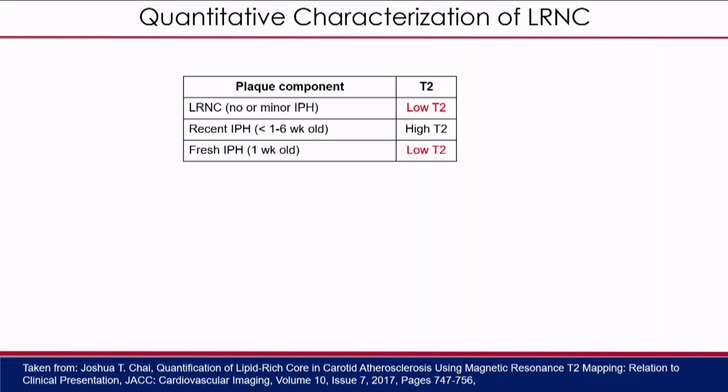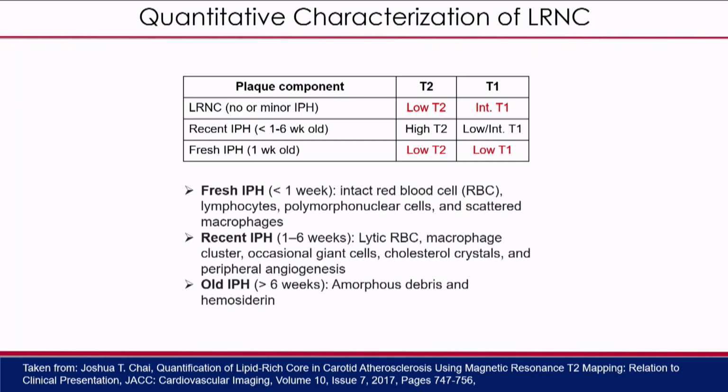Now, if you only do a T2 map, in the case of a lipid-rich necrotic core without IPH and a recent IPH, it could distinguish those two. But if you have a fresh IPH, you couldn't do it. But if you add T1 mapping, now you have a nice combination of both, and you could differentiate the three of them. The reason for that is obviously there are changes in the cellular composition of fresh IPH and recent IPH, which translate into differences in T1 or T2.